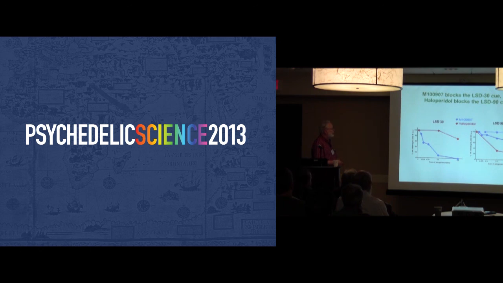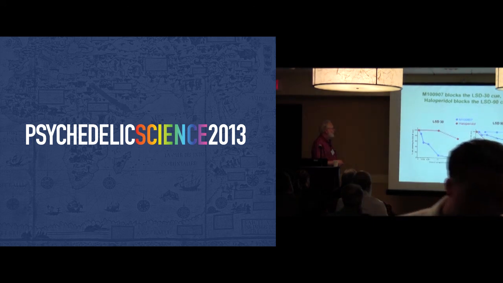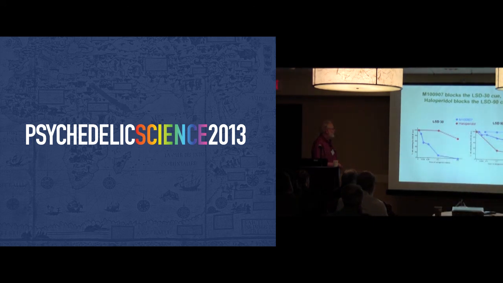M100907 is a serotonin 2A receptor antagonist, and haloperidol is a dopamine D2 receptor blocker. So in LSD 30 rats, if we pre-treat them with haloperidol, not much happens over the dose of the antagonist. But if we give them M100907, we can block the cue, which we knew that LSD 30 was mediated by serotonin 2A receptor activation, and we could block that effect with a serotonin 2A receptor blocker. But in the LSD 90 rats, when we gave them haloperidol, instead of having no effect, it blocked the cue. And M100907 had less of an effect.